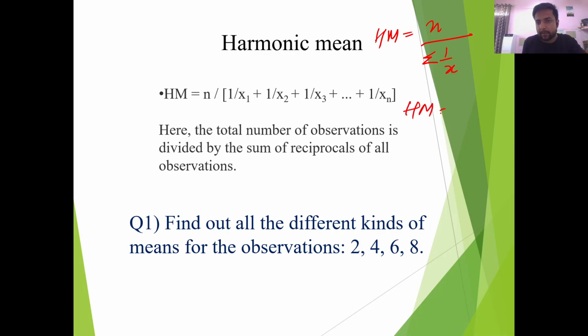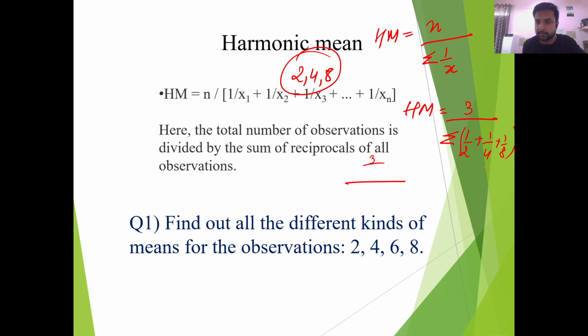Here n means the number of observations. Say the question contains 2, 4, 8. These are the observations, so the number of observations is equal to 3, and we have to divide that by the summation. So what we will do is 1 by 2 plus 1 by 4 plus 1 by 8. That's how we have to perform it.